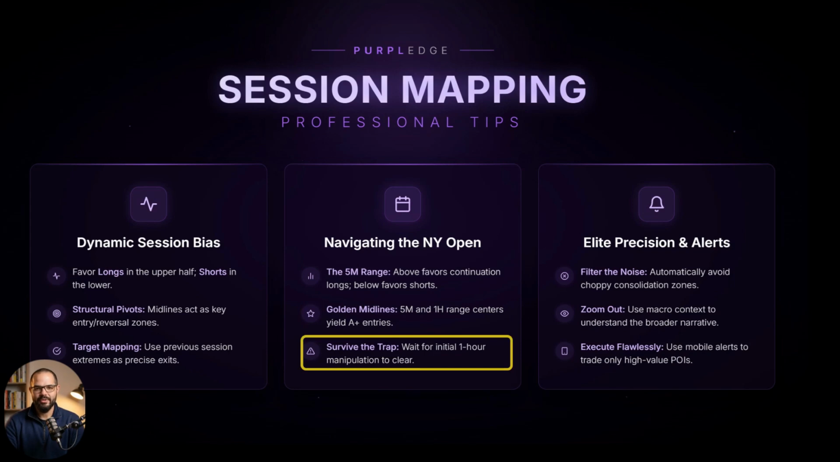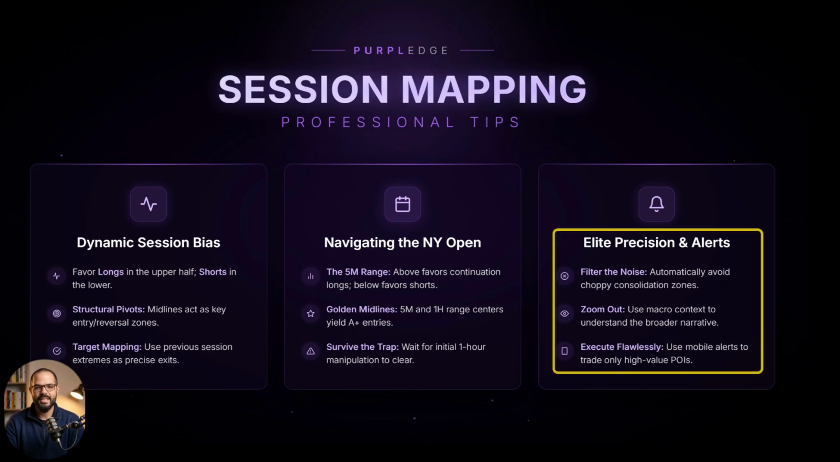For a more relaxed approach, let the first hour of the New York session reveal the day's story. This provides the key data PurplEdge needs to deliver high-quality setups once that hour is complete. Finally, elite precision and alerts. Filter the noise automatically by using the indicator to avoid choppy consolidation zones. Always zoom out and use the macro session context to understand the broader narrative. And to execute flawlessly, set up mobile alerts for your high-value points of interest. Step away from the charts and let the market come to you.